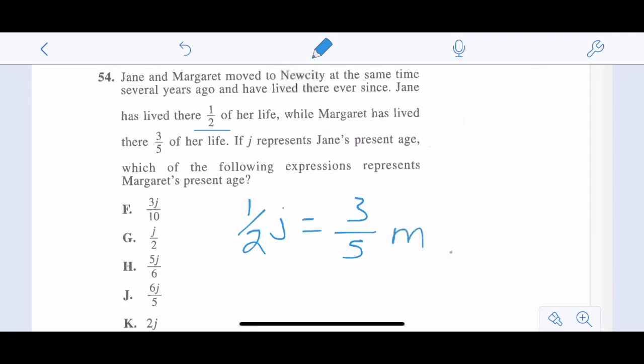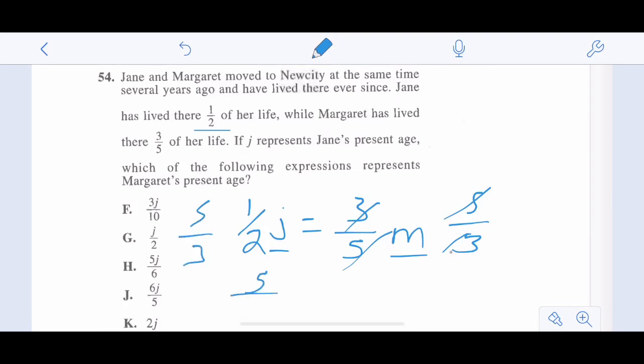Okay, so J represents her life, M represents her life. So 1/2 of J equals 3/5 of M. So we just want to isolate M. So that means we're going to multiply both sides times 5/3. So these cancel. 5/3. And we get 5 over 6 J equals M, or choice H.